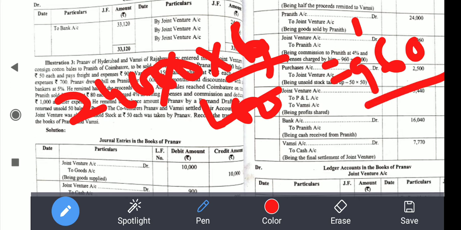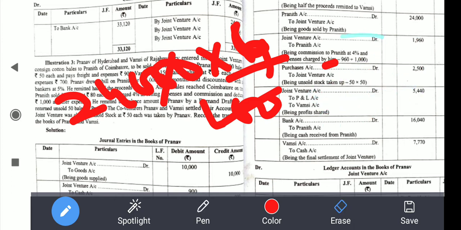960 is what? Commission, being commissioned to Pranit at 4%. And expenses, also paid expenses amount 1,000. 1,000 plus 960, the total 1,960 amount, that is the commission charged to whom? Pranit.